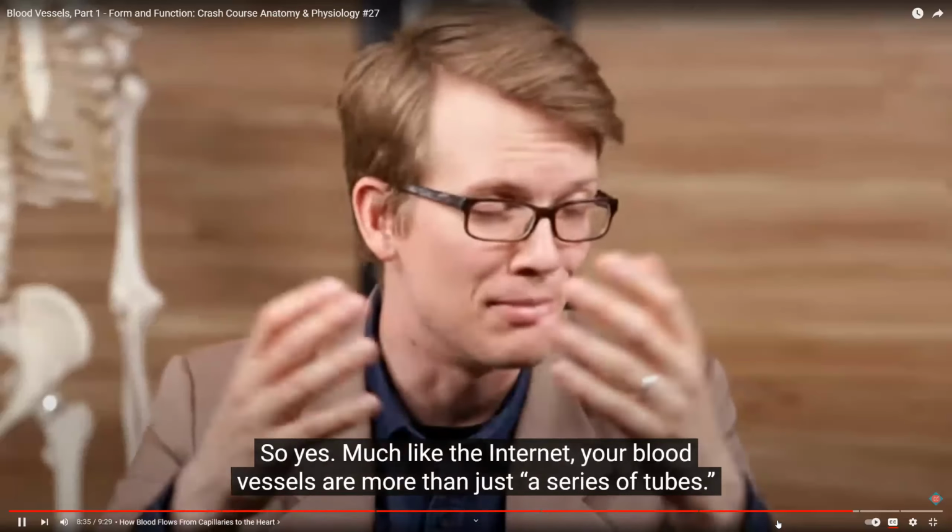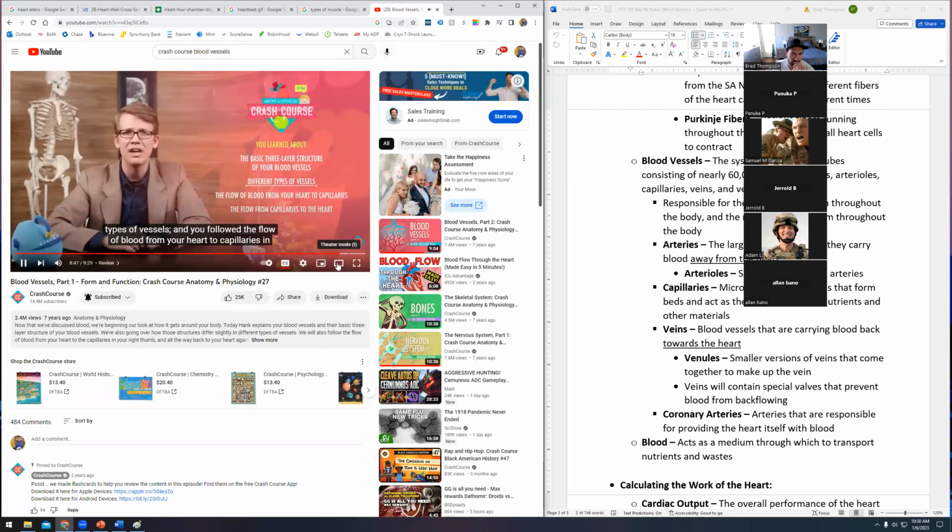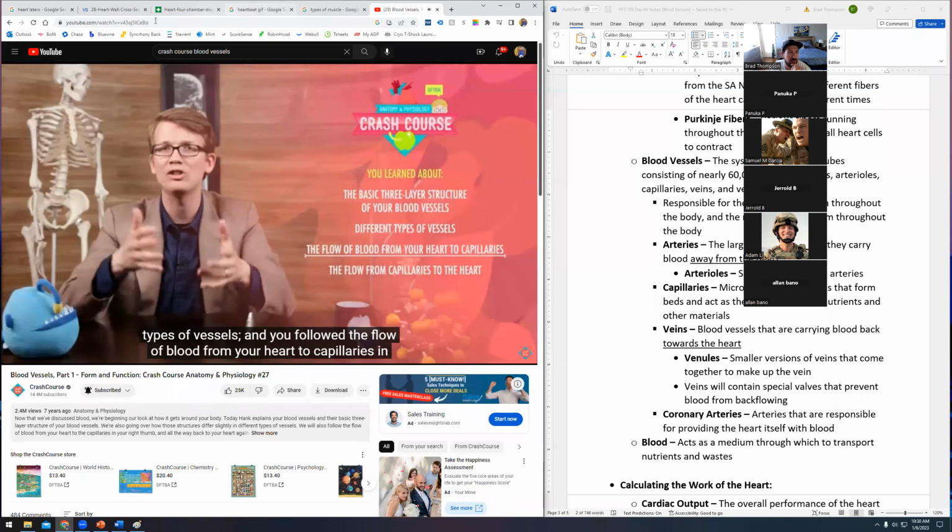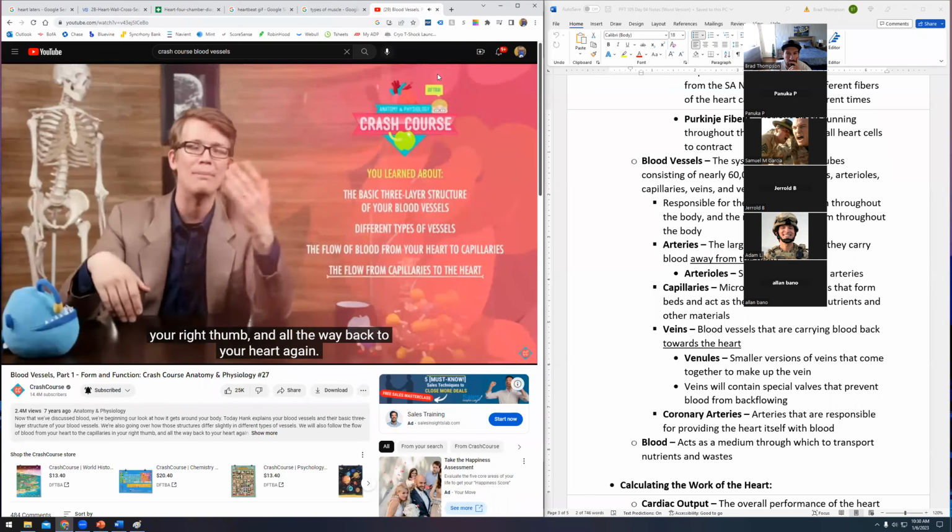During the time that you've been circulating all that blood, you learned about the basic three-layer structure of your blood vessels, how those structures differ slightly in different types of vessels, and you followed the flow of blood from your heart to capillaries and your right thumb and all the way back to your heart again.